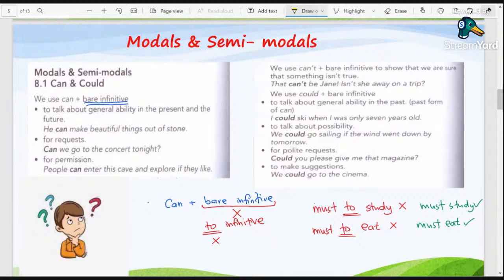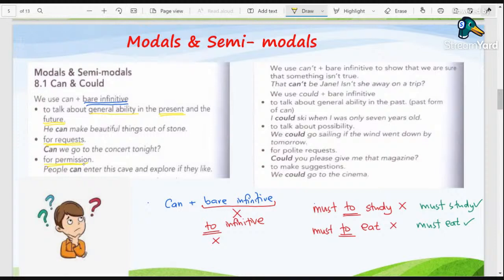Okay, we use can waktu bila? When we want to talk about general ability. Maksudnya kebolehan untuk melakukan sesuatu sama ada in the present and in the future. Okay, kalau nak cakap I can play football very well. Hari ni kau boleh main, in the future pun kau boleh main. So we use can to make requests, okay, untuk buat permintaan. Then we use can to ask for permission.